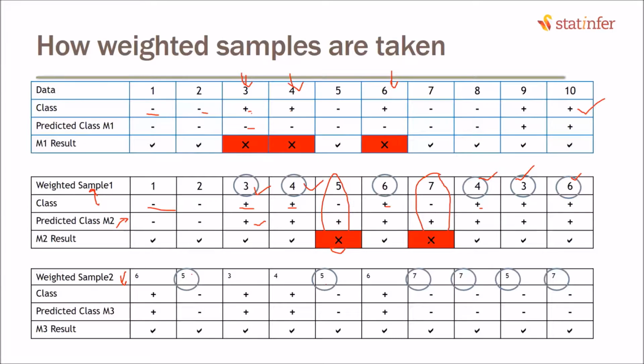5 is chosen 3 times, 7 is chosen 3 times, and for the remaining observations, we have picked only 4 times: 6, 3, 4, 6. Now in this model, these are the actual classes, this is the predicted class, and we can see the model M3 predicts everything correctly. That is how weighted sampling and boosting works.